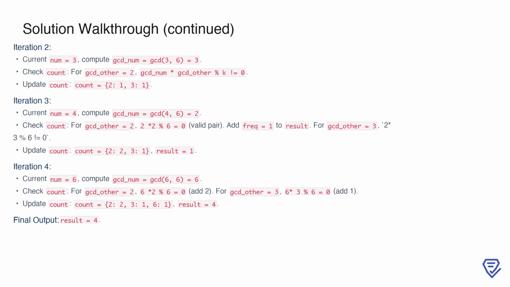Checking the hash table, we find that 6 * 2 % 6 is 0, adding 2 pairs, and 6 * 3 % 6 is also 0, adding one more pair. The hash table becomes count equals {2: 2, 3: 1, 6: 1}, and the result reaches 4. Thus, the output for this example is 4 valid pairs.